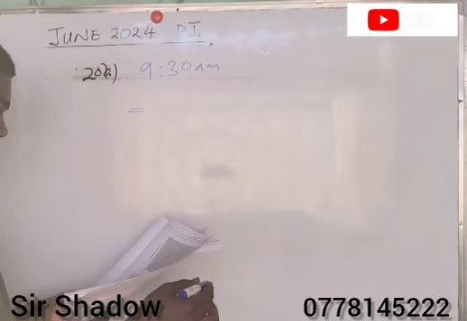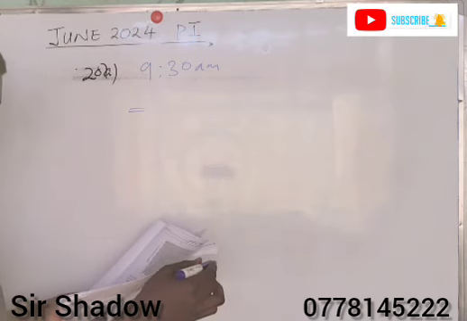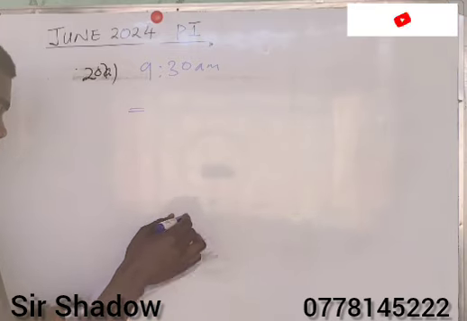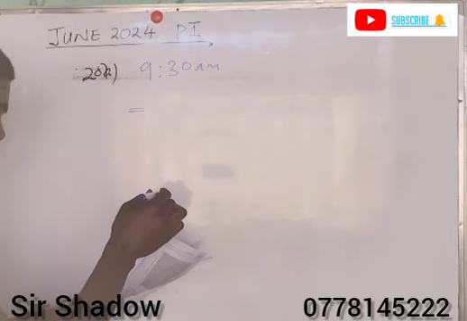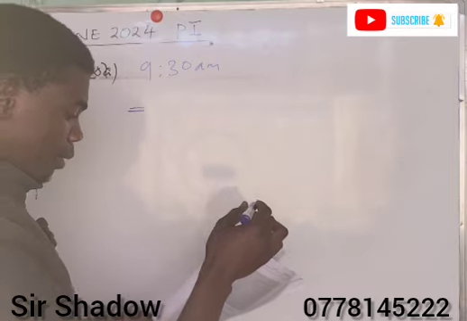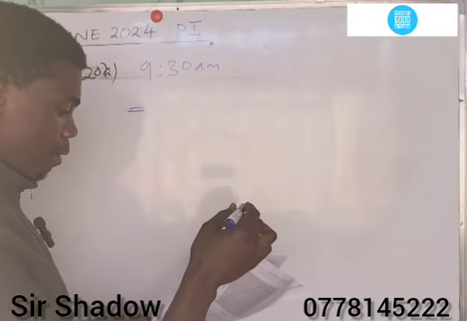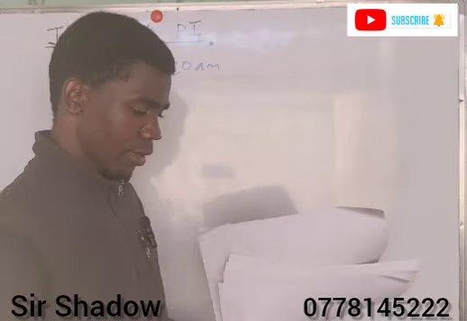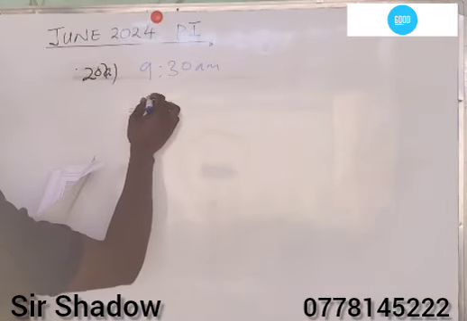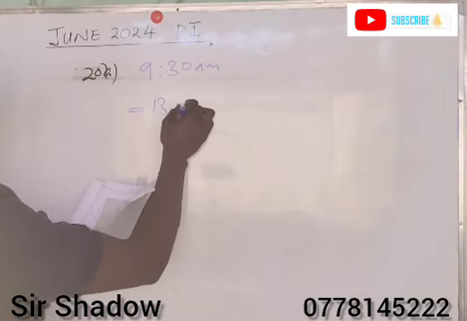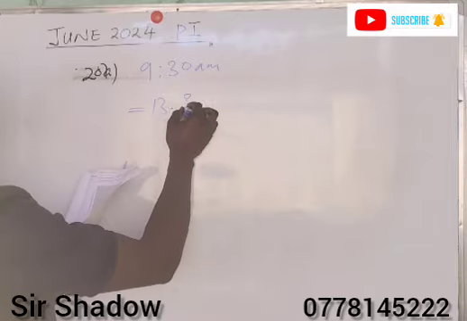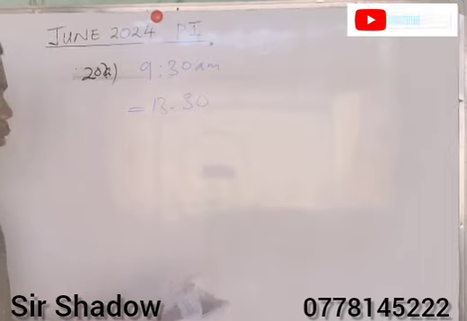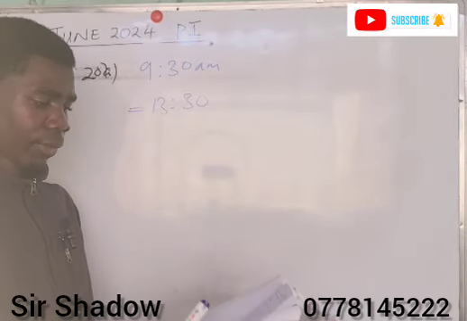So we are saying 9:30 plus 4 hours becomes 13:30. So 9 plus 4 is 13. 13:30 is the time we arrive back home, 13:30 p.m.